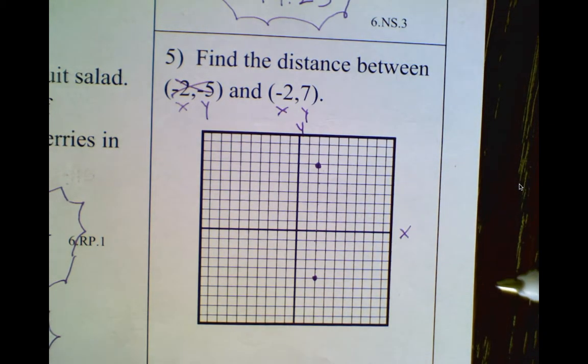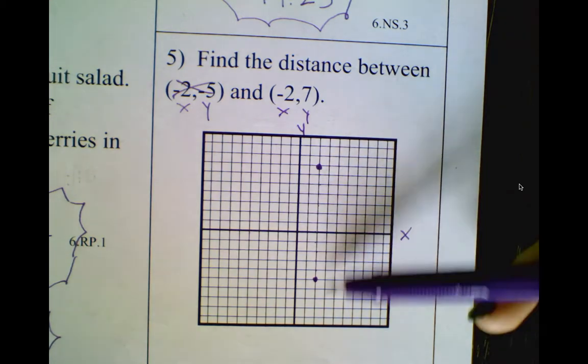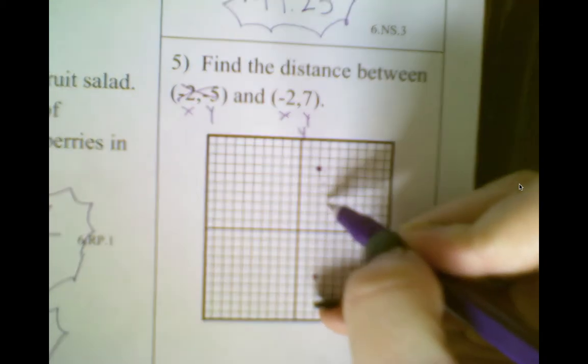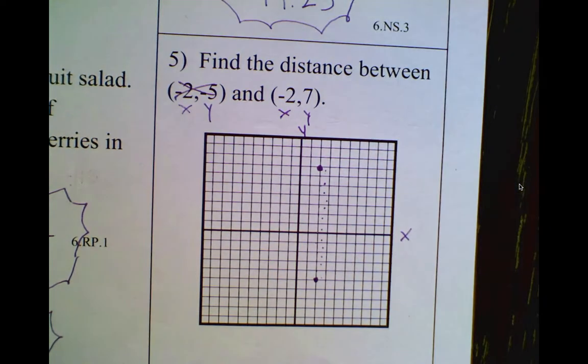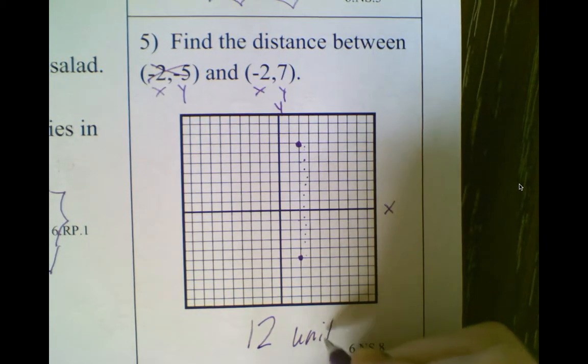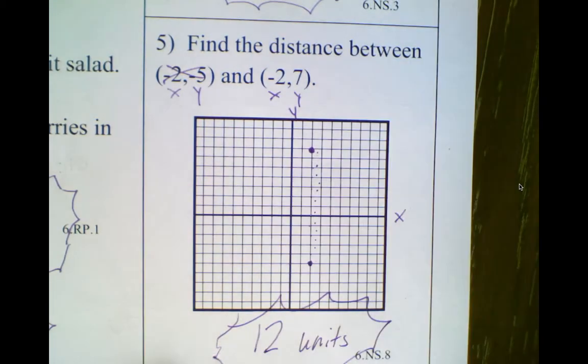So you could technically say 5 plus 7, which would be 12, or you can count how many boxes are in between. So 1, 2, 3, 4, 5, 6, 7, 8, 9, 10, 11, 12. So 12 units is the distance between the two of them. Okay?